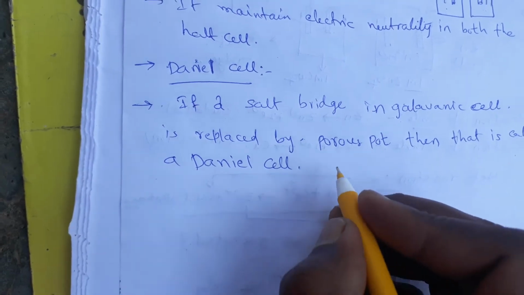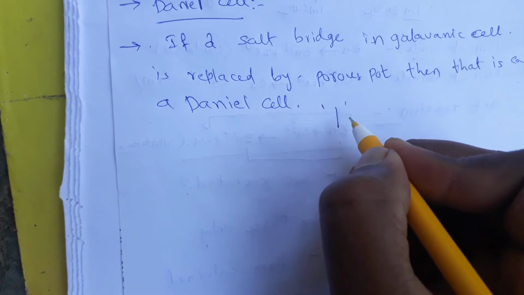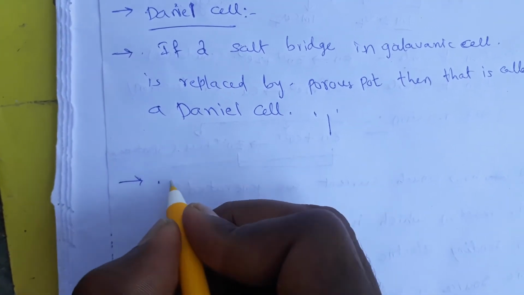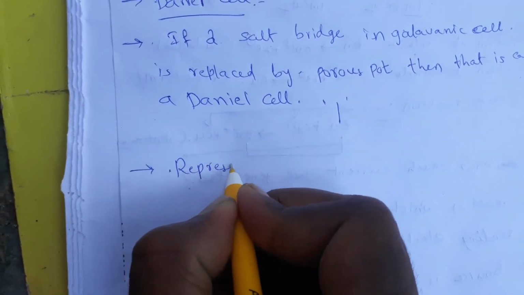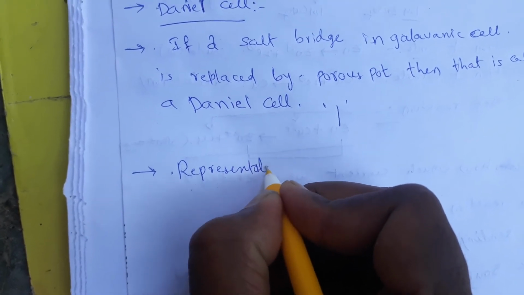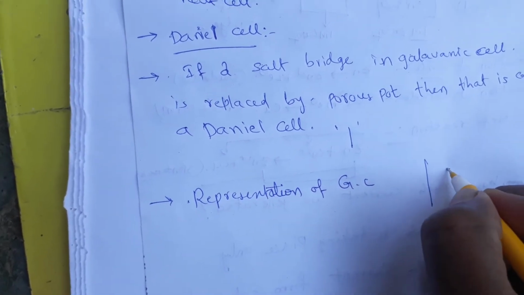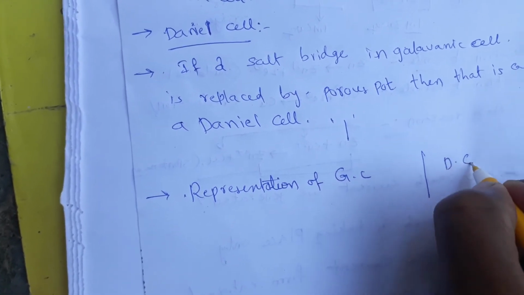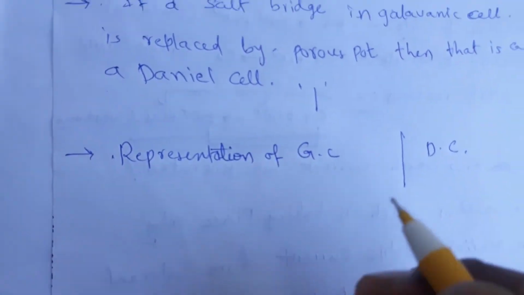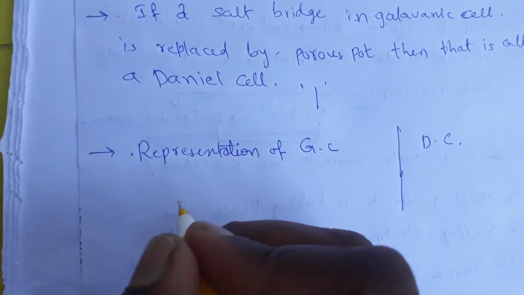So representation will be, if I represent the Daniell cell, I can denote it with a single line. That is also easy, we can remember. So here is the representation of the galvanic cell, and here is the representation of the Daniell cell. I can write it as DC and AC. Sometimes we can write it with two lines.